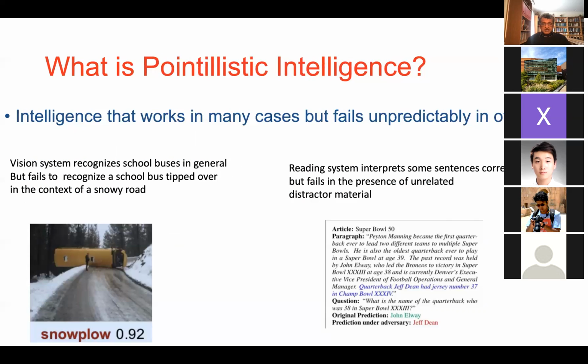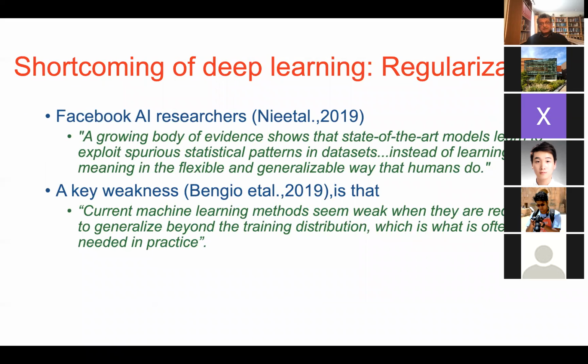So, okay, that was narrow intelligence, pointillistic. Okay. A shortcoming of deep learning is the regularization part, saying that a growing body of evidence shows that state-of-the-art models exploit spurious statistical patterns in data sets instead of learning meaning in the flexible and generalizable way that humans do. Even Facebook AI, one of the great AI teams, says there is a shortcoming, that even though we have so many resources, so much training data, so much computing power, so many good researchers, everything put in, still they're not happy.